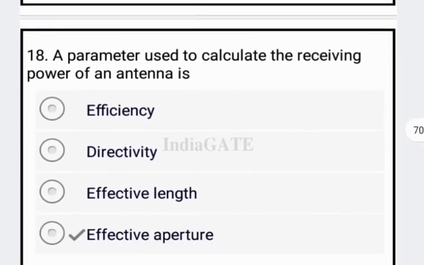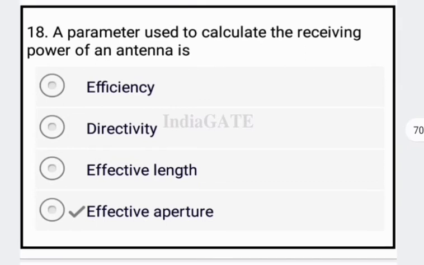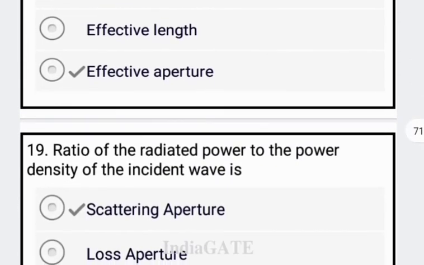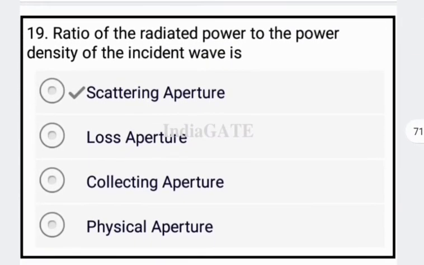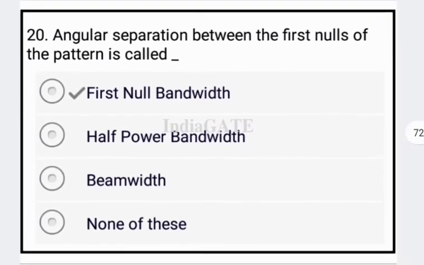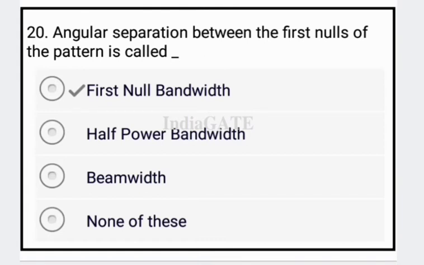Next question: a parameter used to calculate the receiving power of an antenna is called your effective aperture. Option D is your correct answer. Next question: the ratio of radiated power to the power density of an incident wave is called your scattering aperture. So option A is your correct answer. Next question: the angular separation between the first nulls of the pattern is called the first null bandwidth. So option A is your correct answer.